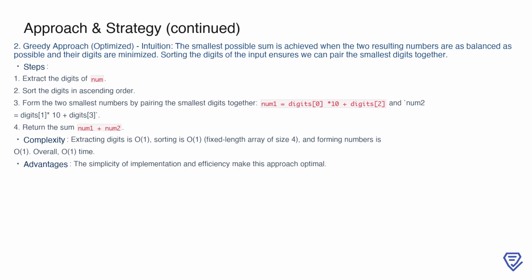The steps are straightforward: extract the digits, sort them, pair the digits as described, and return the sum. With a fixed input size of 4 digits, the computational complexity of this approach is constant, making it extremely efficient.